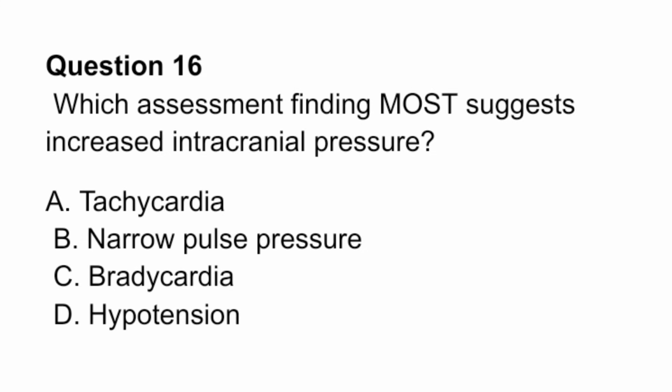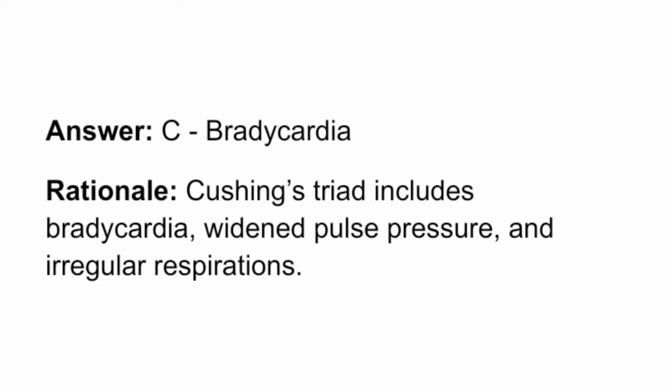Question 16. Which assessment finding most suggests increased intracranial pressure? A. Tachycardia. B. Narrow pulse pressure. C. Bradycardia. D. Hypotension. Answer: C. Bradycardia. Cushing's triad includes bradycardia, widened pulse pressure, and irregular respirations.